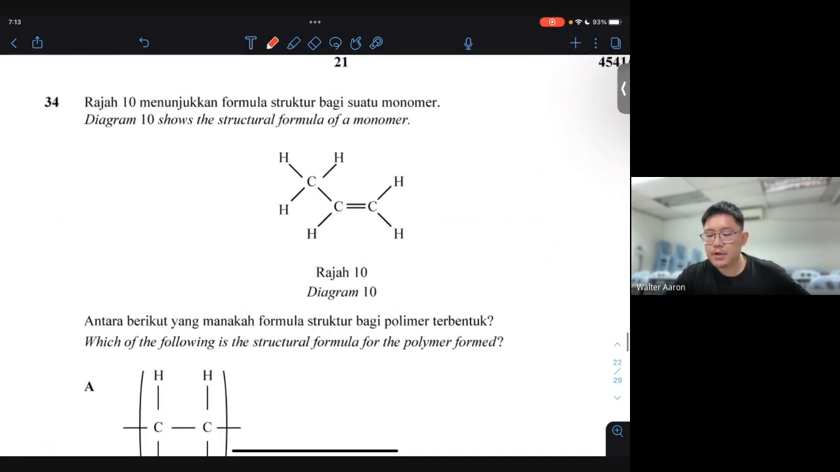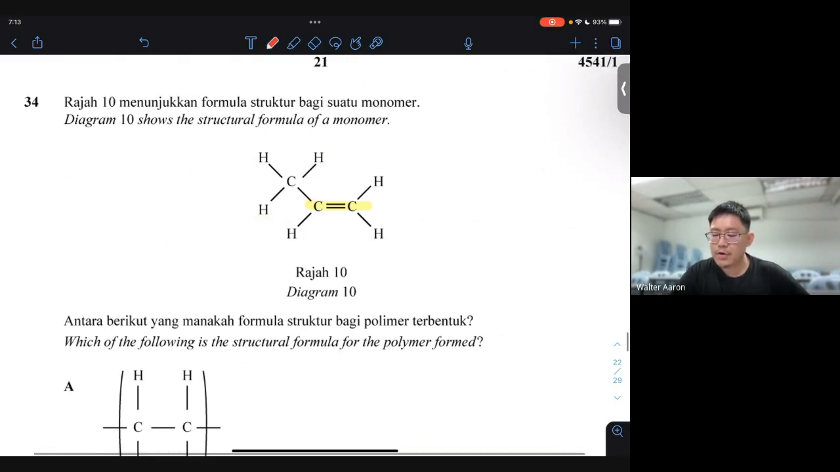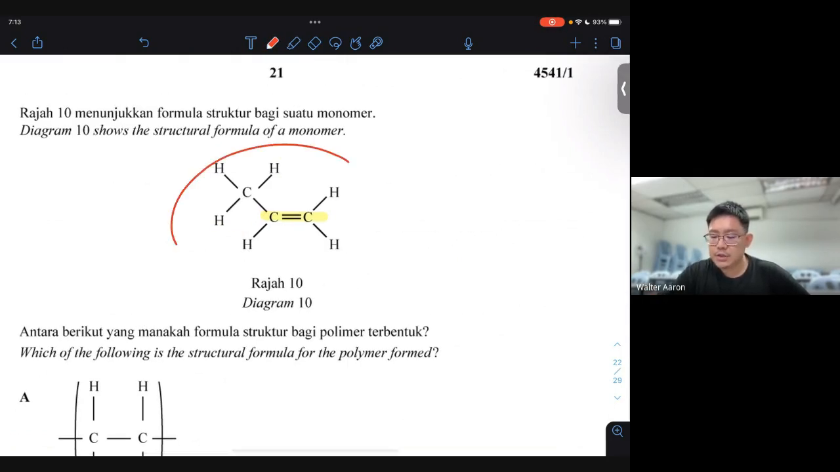For 34, diagram 10 shows the structural formula of a monomer. Which of the following is a structural formula for the polymer formed? Okay, polymer for addition reaction, addition polymerization must happen between carbon-carbon double bonds. Okay, I know there's an extra group that's sticking out over here, but it doesn't matter. How you can redraw this structure is very simple. Take this structure and redraw it into something like this.